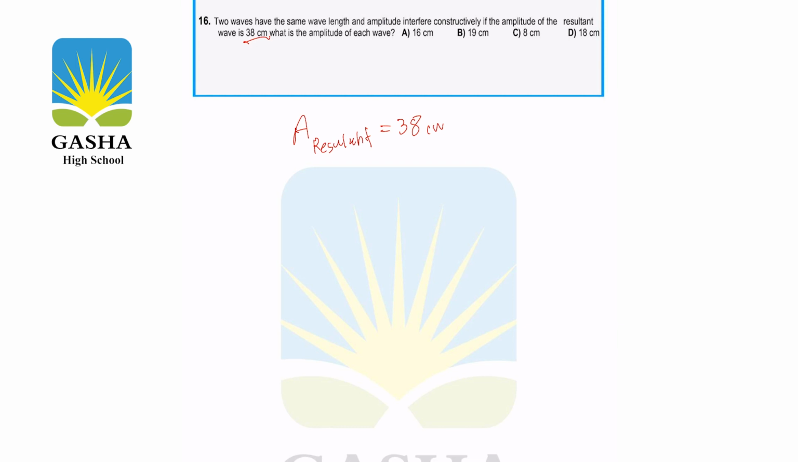Since the interference is constructive, the resultant wave amplitude is equal to the amplitude of the first one plus the amplitude of the second one. So the resultant wave is 38 centimeter, and that's equal to 2A. We know that we add the amplitudes when the interference is constructive. So A is equal to 38 divided by 2, which is 19 centimeter. That makes B the correct answer.